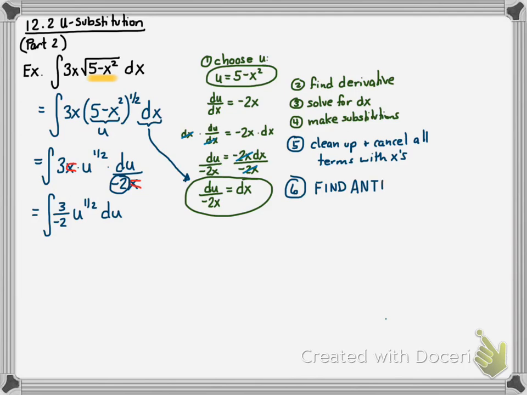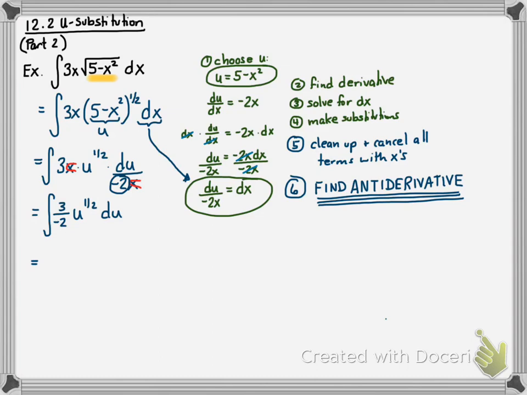And I write this step in capital letters, antiderivative. I write this all in capital letters and underline it a couple of times because this is the most common step to forget. You get so excited about transforming everything into u's and then you forget to take the antiderivative, which is the whole point of doing this in the first place.